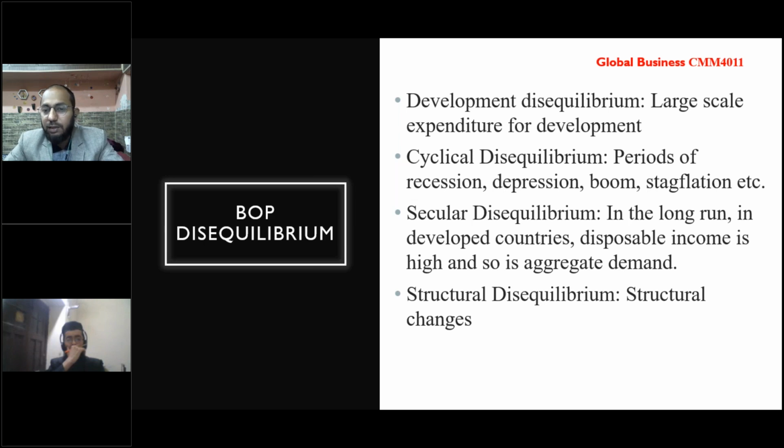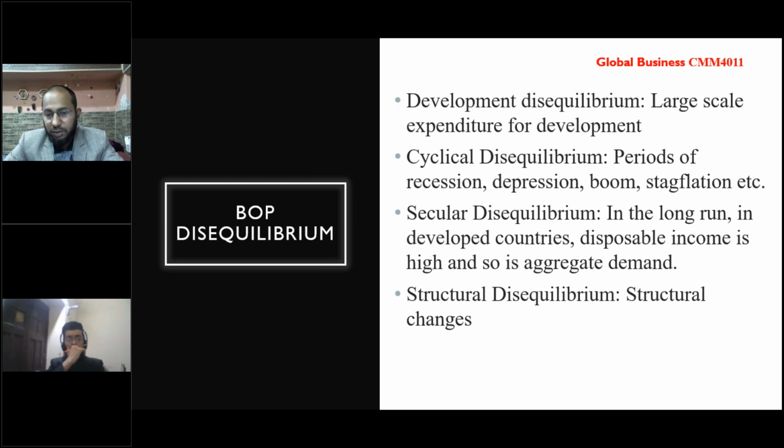Second is the cyclical disequilibrium, which is periods of recession, depression, boom, stagflation, which are basically because of business cycles of the economy. Like right now, we have this COVID-19. We can see that the global economy is going into a recession. So because of this recession, obviously there will be pressure on the balance of payment, and we will have balance of payment disequilibrium.